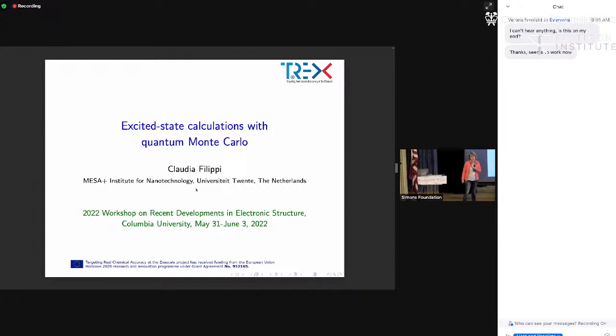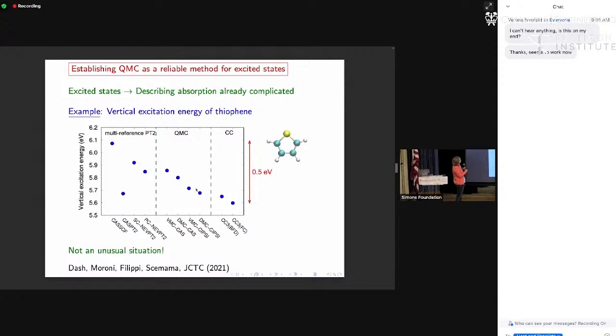When I started many years ago, I was doing rather large chromophores, maybe embedded in classical point charges or in DFT. And then after a while, I realized that we really needed to go back and look at a relatively small molecule to be able to establish QMC as a reliable method for excited states. If you look in the literature, already describing absorption is quite complicated. By absorption, being a theoretician, we mean computing vertical excitation energy. This is a very simple molecule, thiophene, a pi to pi star excitation.